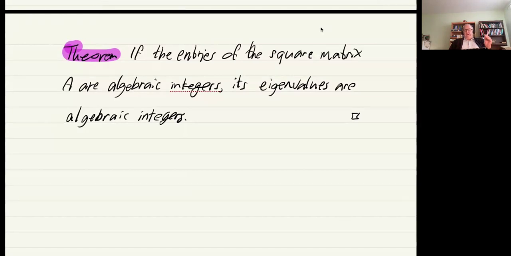So if the entries of a square matrix are algebraic integers, its eigenvalues are algebraic integers. In other words, if you have a monic polynomial whose coefficients are algebraic integers, then the zeros are algebraic integers. And this is the basic fact that's related to something called normal closure. I'll try to write that down. It isn't spectacularly difficult to prove, but I don't want to spend the time on it when I don't need to.